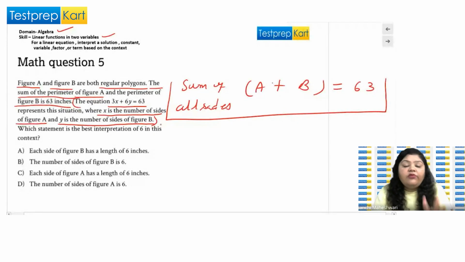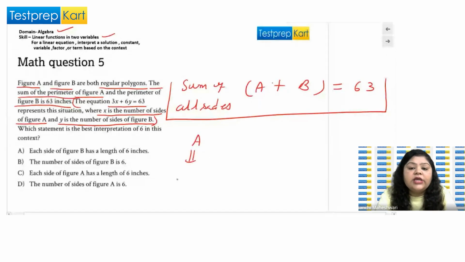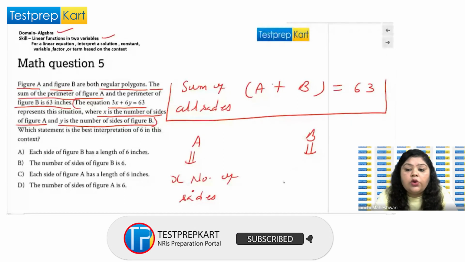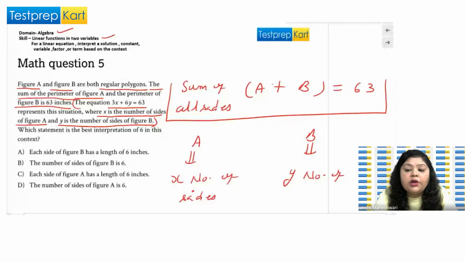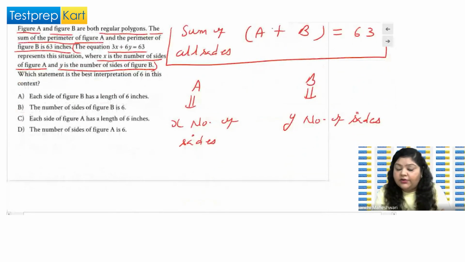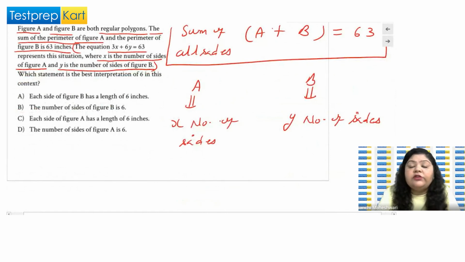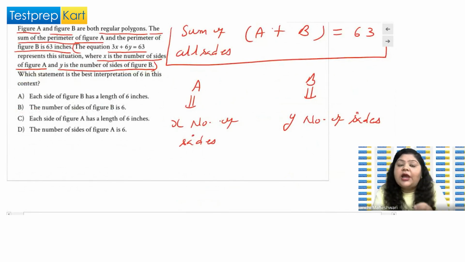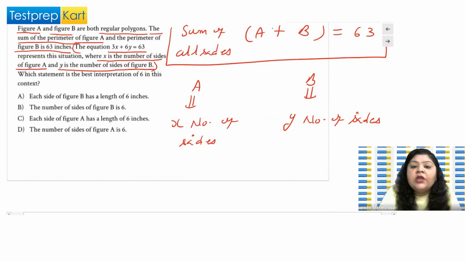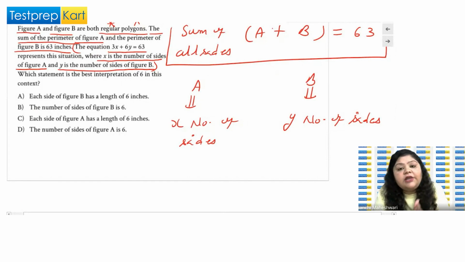Now have a look at the given data. Let's say figure A has x number of sides, and figure B has y number of sides. We are looking for the perimeter. The perimeter of A means what? Because it's a regular polygon, each of its sides would be of the same length. That is why we call it a regular polygon. This is the well-known property of a regular polygon, that each of its sides will be of the same length.